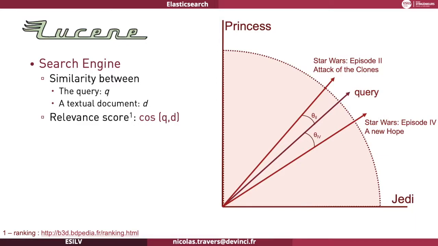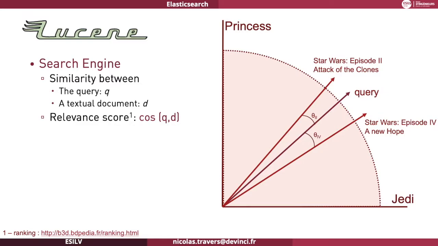And the more the vector is in the same direction, the more it has the same meaning. So it's closer to the query. So if you have this kind of view and you have several documents, we can say that Episode 2 speaks more of princess than Episode 4.